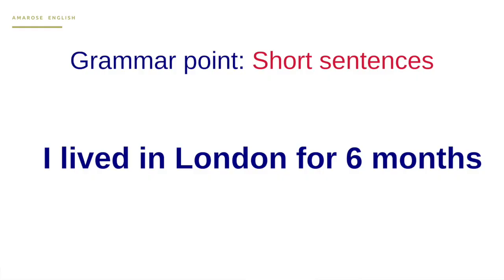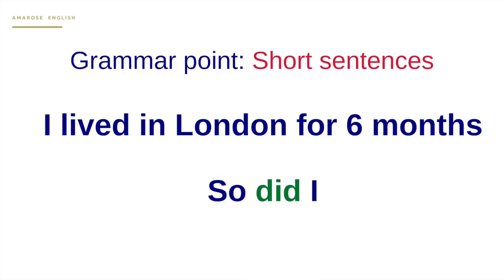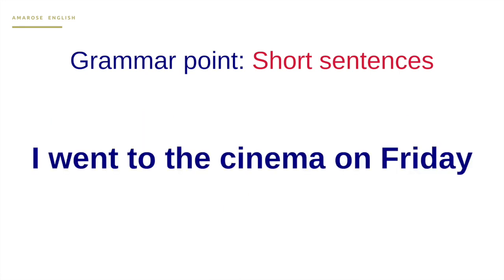I lived in London for 6 months. What do you think the sentence would be? The answer is, so did I. Oh, you lived in London, so did I. Next one. I went to the cinema on Friday. So think of the question that you would ask here. It'd probably be, where did you go on Friday? I went to the cinema on Friday. So did I. Next one.